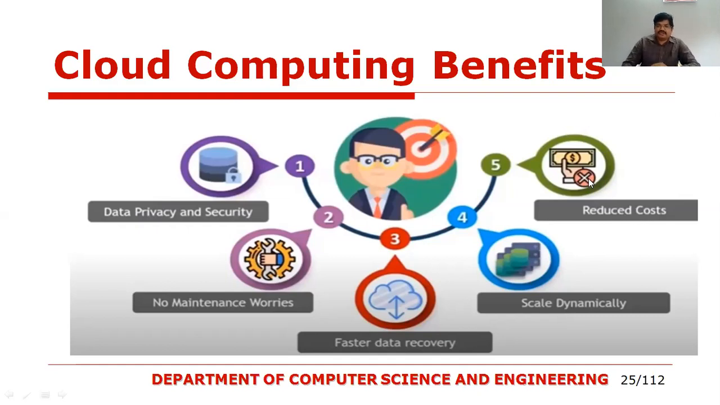Next one is reduced cost. If you saw the last slide, the infrastructure on-premises and the infrastructure in the cloud, we need to spend a lot of money on-premises. If we want to effectively utilize the services, the cloud services are cheaper, even compared to setting up these services on premises physically. So reduced cost is also one of the well familiar and one of the best cloud computing benefits.